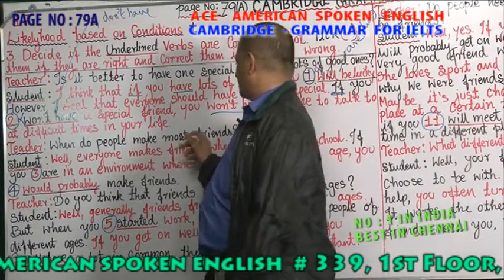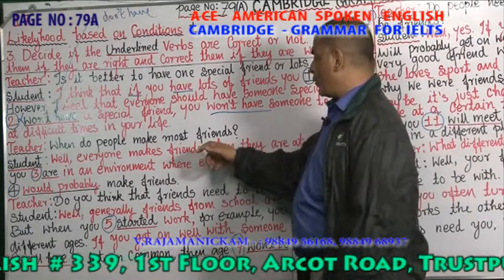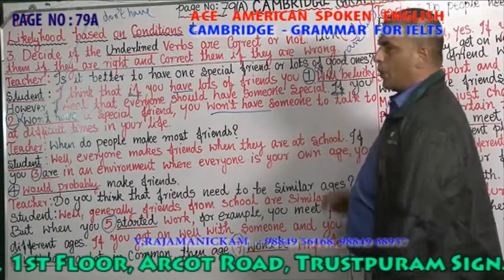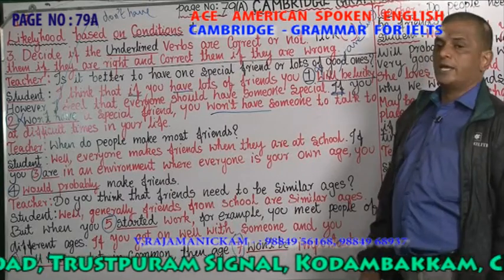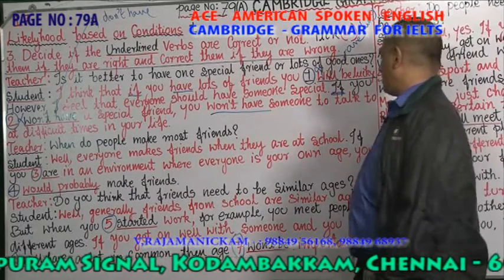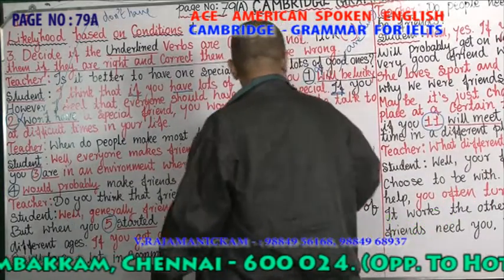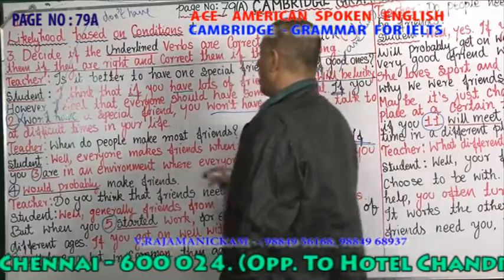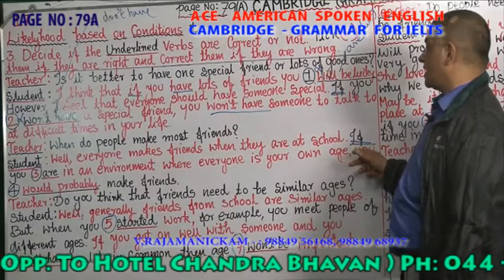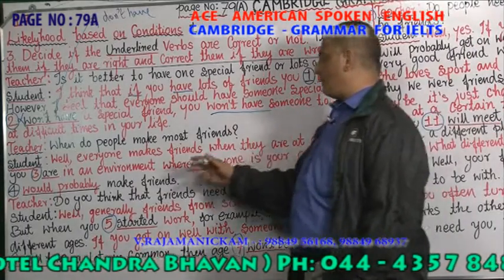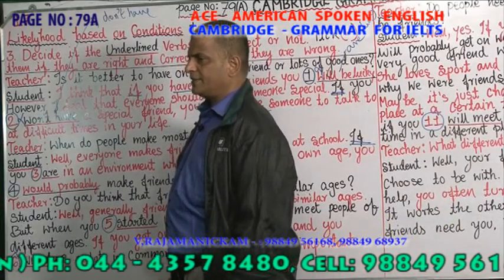When do people make most friends? The teacher asks, and the student says, well, everyone makes friends when they are at school. If you are in an environment where, see once again, if condition is there, if you are is the verb, in an environment where everyone is your own age, you would probably make friends. Is it correct? It is correct. What is that? Third.